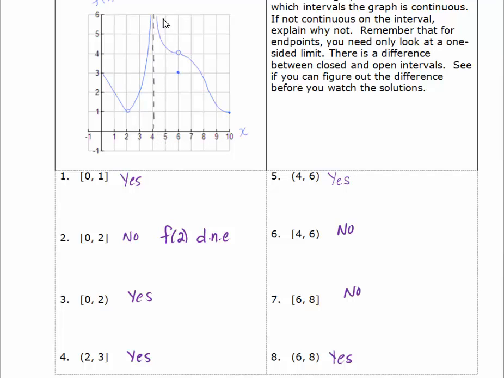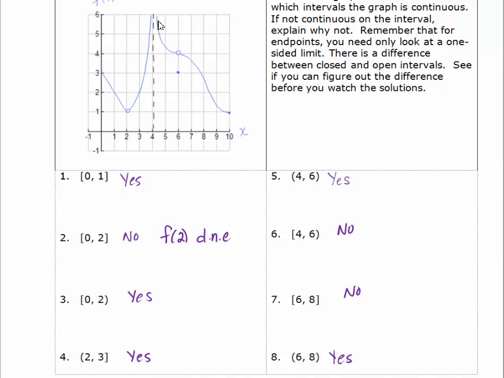from x equals 4 to x equals 6, we do have issues at 4 and 6. The function's not continuous at 4, it's not continuous at 6, but since those are not included in the interval, then we have continuity. Basically they're asking us, is this function continuous at all the interior points on this interval from 4 to 6, and the answer is yes.